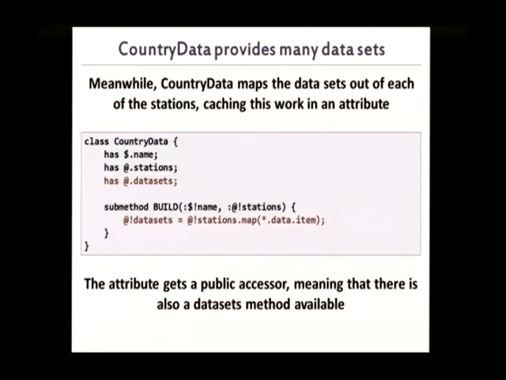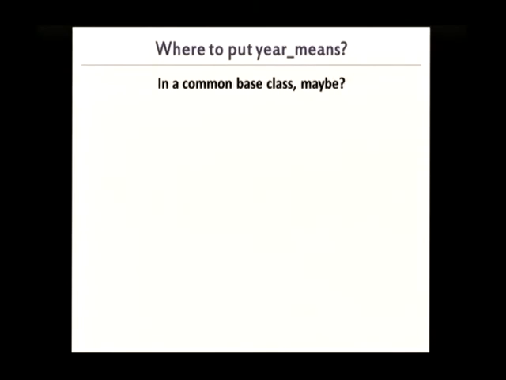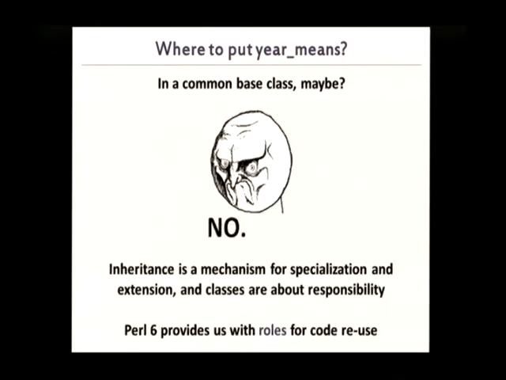So the question is, where should I actually write the method to do that? One question you might come up with is, well, maybe a common base class. Okay, but no, that's not really what common base classes are for. Inheritance is really a mechanism for specializing behavior. And classes are really about responsibility.